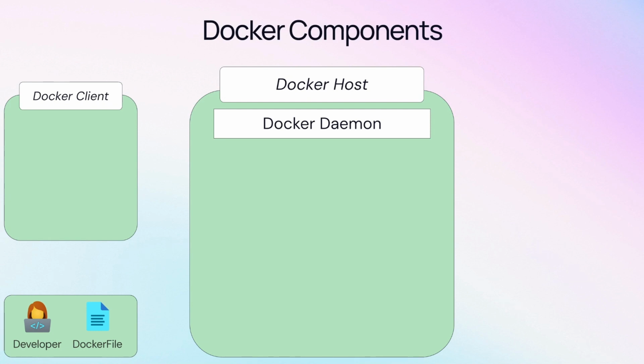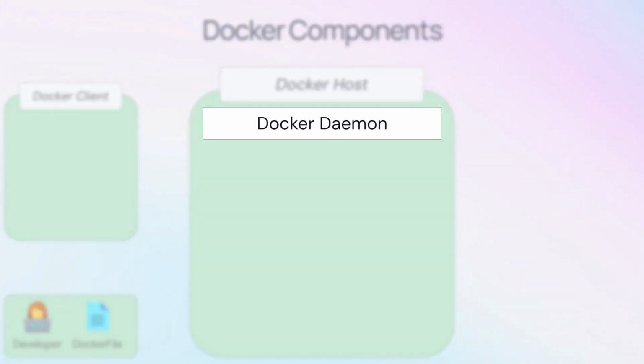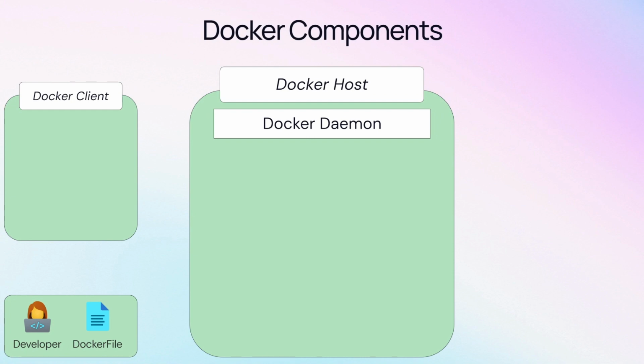So, the Docker daemon. The Docker daemon is a background service or process that runs on the host system. It manages Docker containers and handles container operations. The daemon listens to Docker API requests from the Docker CLI and external tools, then executes those requests by creating, running, or managing containers.